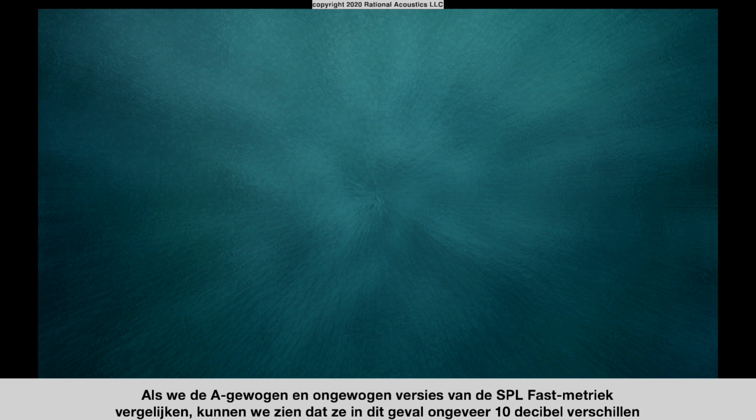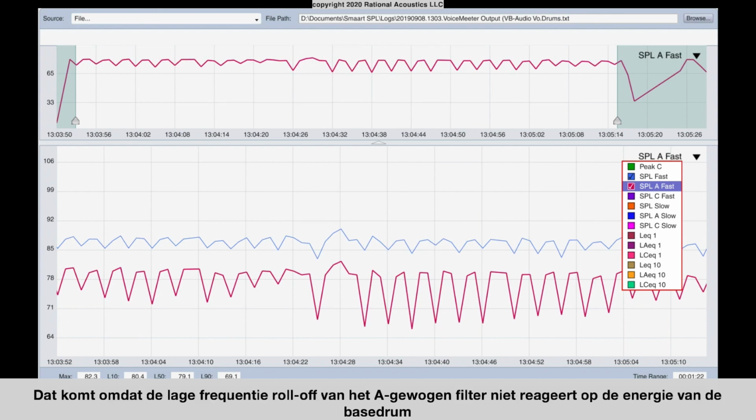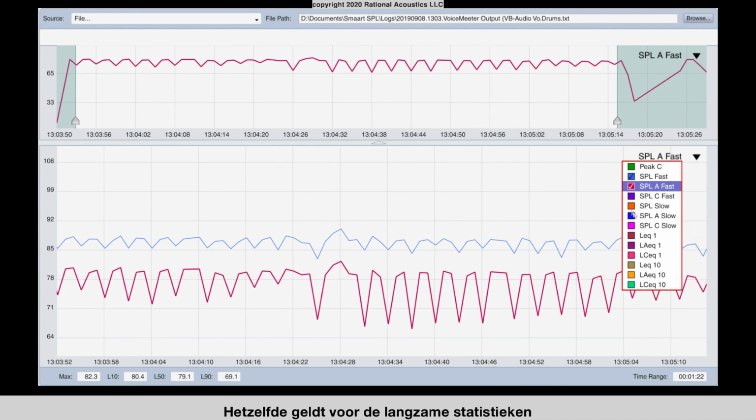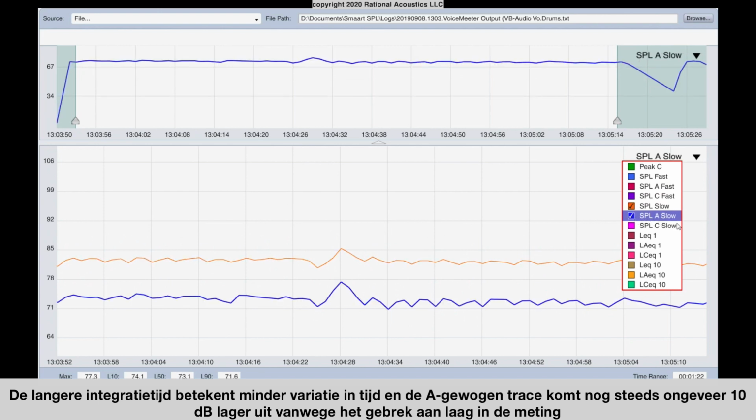If we compare the A-weighted and unweighted versions of the SPL fast metric, we can see that they differ in this case by about 10 decibels. That's because the low-frequency roll-off of the A-weighting filter doesn't respond to the energy from the kick drum. Same thing with the slow metrics. The longer integration time means less variation over time, and the A-weighted trace still comes out about 10 dB lower because of the lack of low-frequency energy in the measurement.